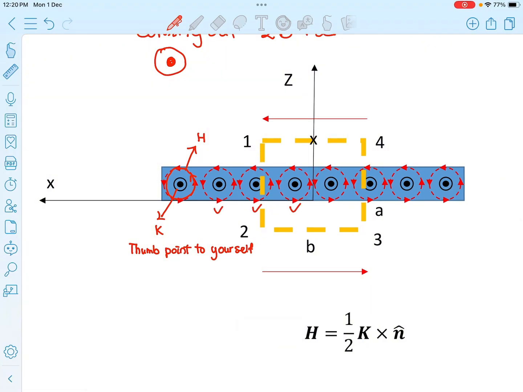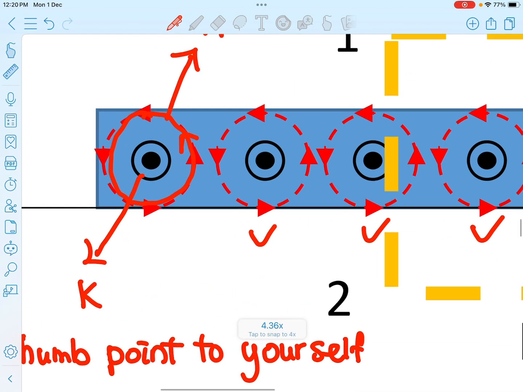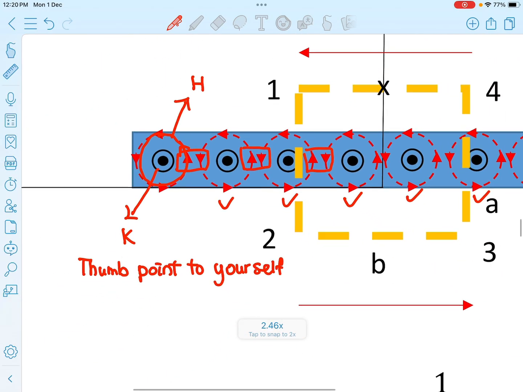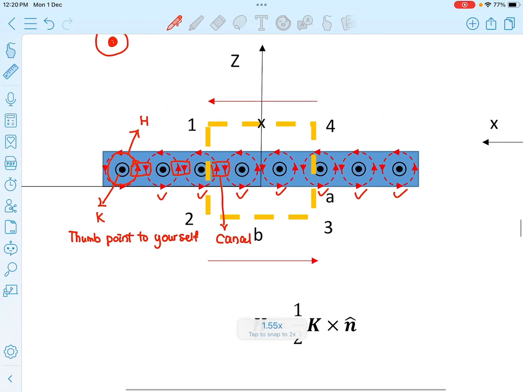You see all the current filaments, all the current density K, they are the same. And if you check carefully, you can see that the magnetic fields are in opposite directions, and they cancel each other. So as a result, you will only see magnetic field at the top.